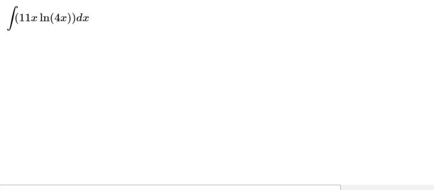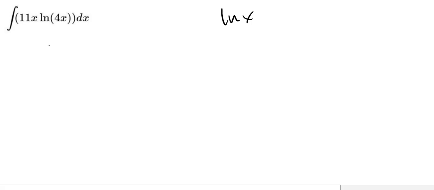In this video, I'm going to do a few more examples of integration by parts. This time, we're going to introduce the natural logarithm to the process. So when we have the natural logarithm, ln of x, we're always going to make that our d.